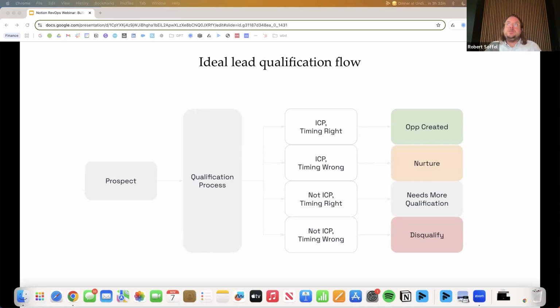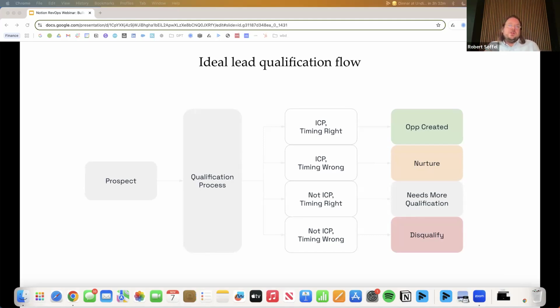First up, you've got ICP, and the timing is right, which means you create an op. Second one is it is ICP and the timing is wrong, and you drop them into a nurture. Now that timing needs to be developed internally. That's up to how you want to play that, but effectively, you define what timing looks like.